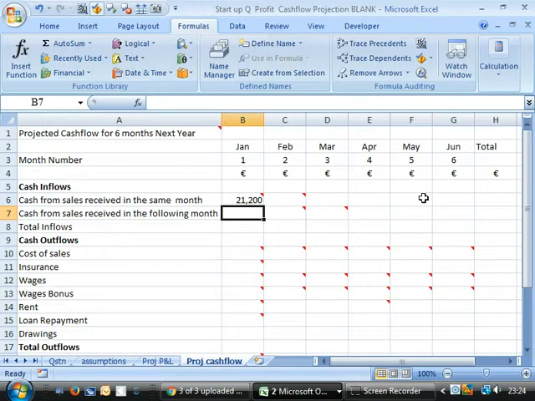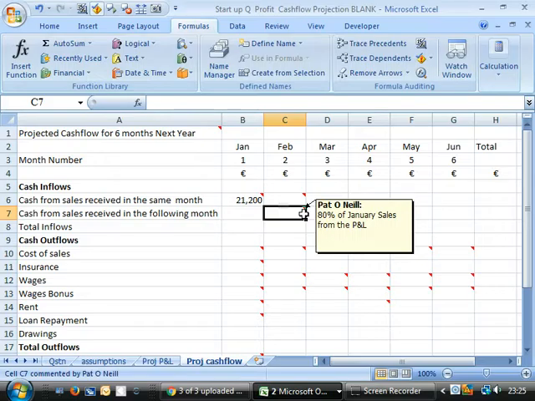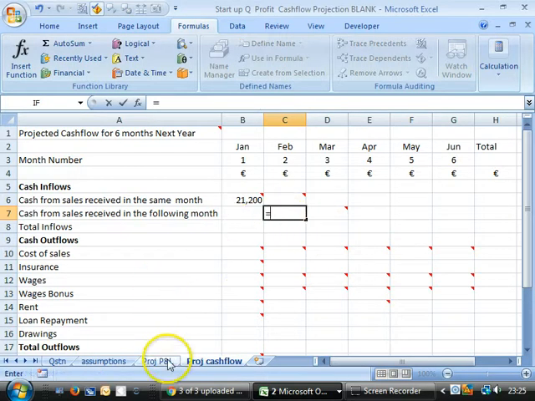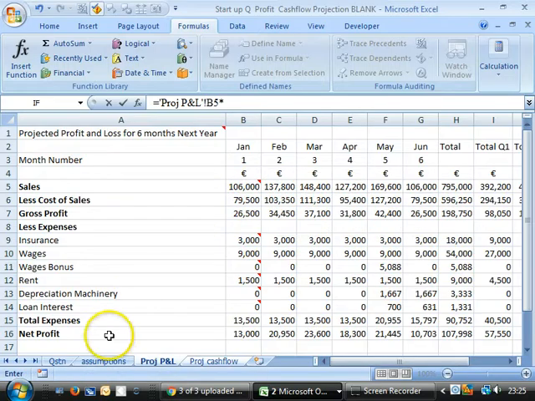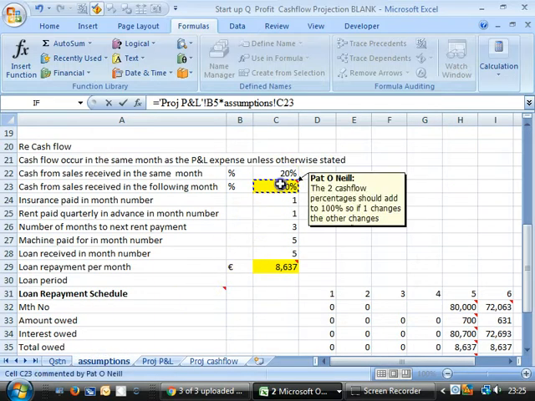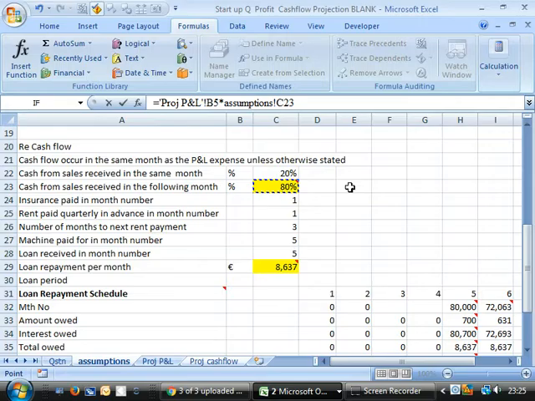Now, when do I get the rest of January sales? Well, I don't get them in January. I get them in February. So let me just show you, and it explains that. 80% of January sales come in February. So equals projected profit and loss, January sales, multiplied by, go to the assumptions, what percentage? The 80%. And again, it's typed in as a constant. So if I want to copy it, I won't want that 80% box to change. So as I'm on it now, I'm going to press F4 and press enter.